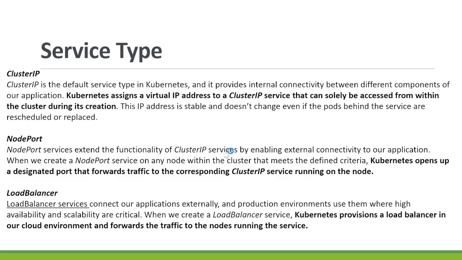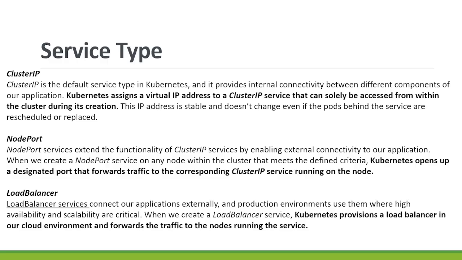Since we talk about services, let's go and see what a service type is. We have majorly three service types. One is ClusterIP. What is the meaning of ClusterIP? ClusterIP is the default type of Kubernetes service. It provides internal connectivity between different components of our application, so it's all about internal connectivity. We have seen that service A is internally calling service B, and then there is an internal call to service C also.